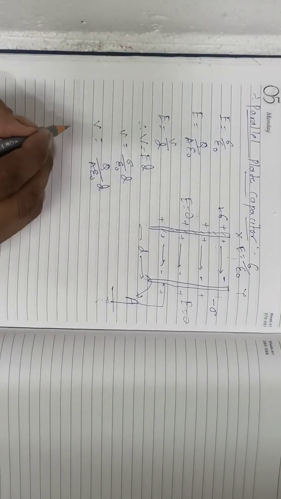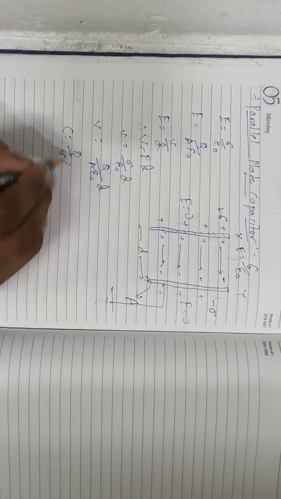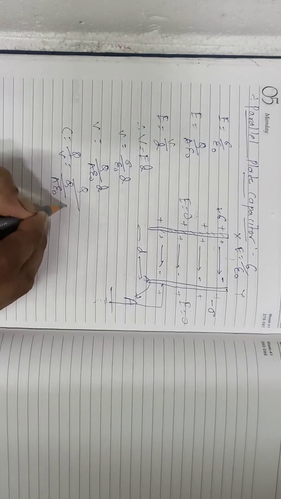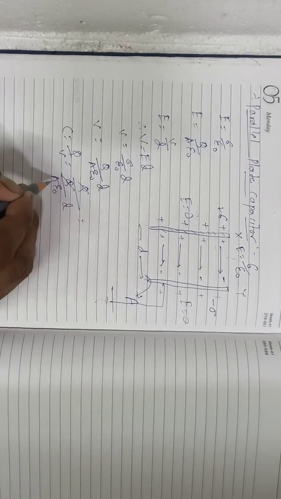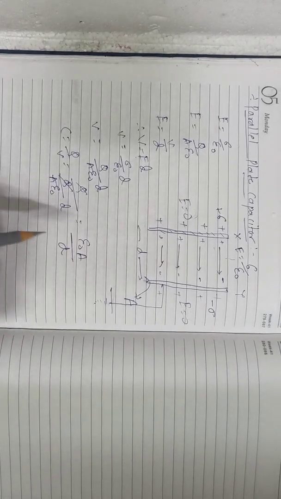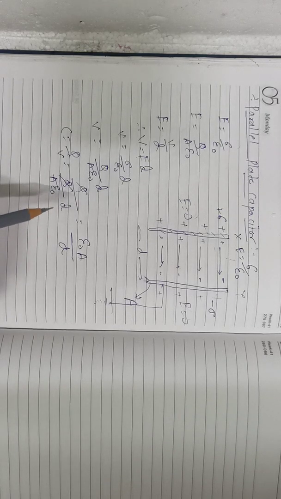Now we will find the capacitance. The formula is Q by V. When we put the value of V here, it will be Q by Q d by A epsilon naught. So this Q and this Q will cancel. The formula will be epsilon naught A by d. This is the formula to find the capacitance of a parallel plate capacitor.